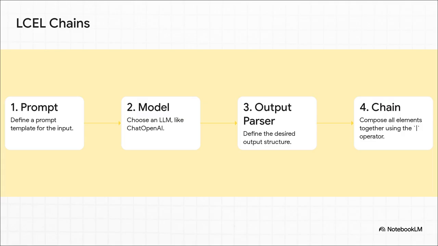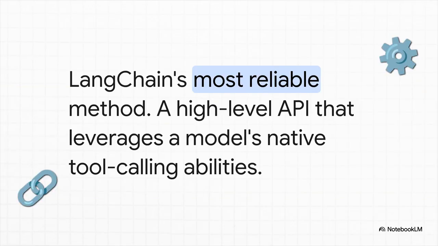It's a really powerful way to build out complex, multi-step logic, but it is a very specific LangChain way of doing things that you have to learn. For getting structured data, LangChain's best and most reliable method is .with_structured_output. You just chain this method directly to your model object. It's a nice, convenient, high-level API.